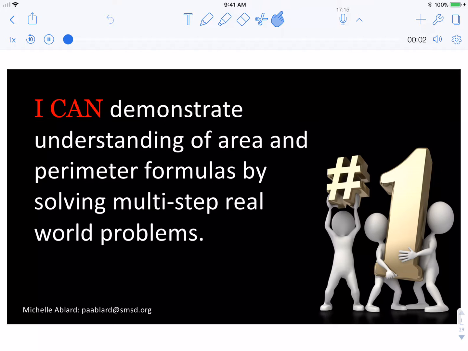I can demonstrate understanding of area and perimeter formulas by solving multi-step real-world problems.